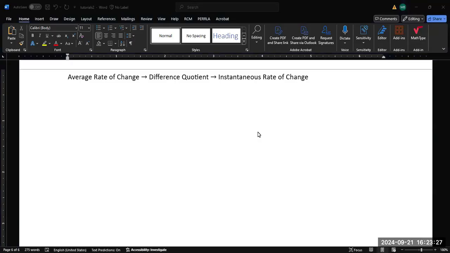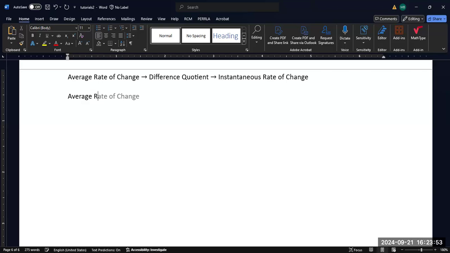All right, so in this video, we're going to be talking about how the average rate of change connects to the difference quotient, which in turn connects to the instantaneous rate of change, which we encounter in calculus. Now, the average rate of change and the difference quotient, it turns out, are actually just different ways of representing exactly the same idea, representing the slope of the secant line.